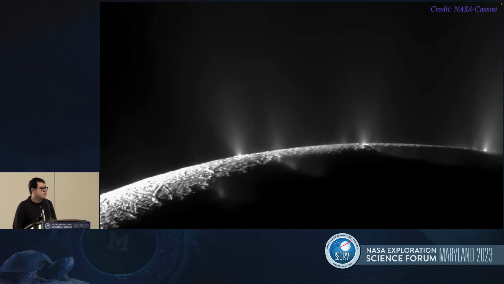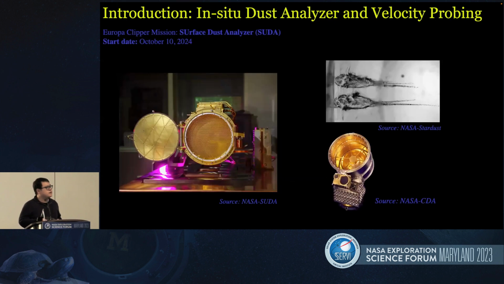I want to start with a picture taken by the Cassini mission. This is a picture showing the plumes on Enceladus. There are many kinds of molecules and ice grains in those plumes, and some of them actually contain astrobiology information. So this brings more interest in the investigation of those plumes.